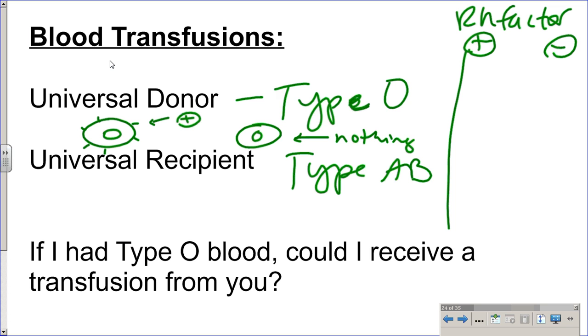Question? For AB, like you said, they can receive any blood. Who can they give out to? Just AB? Only ABs. Yeah. So they're pretty stingy with their blood. They can't give it out to everybody. But O negative people, the Red Cross will call you like it's somebody's business because they want your blood.